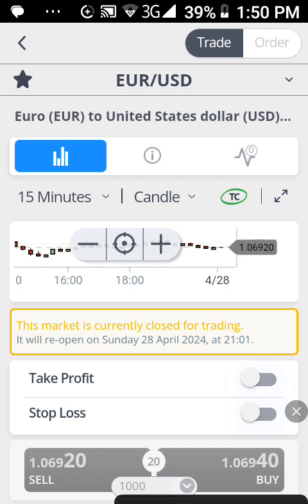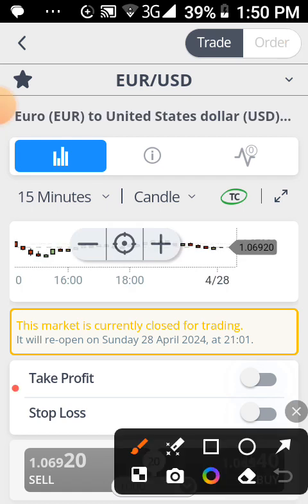The first thing when you're doing trading, you need to understand these two things: the take profit and the stop loss. Now, I don't use stop loss when I'm trading, unless you have a minimum amount of money, then you could use a stop loss. But if you have enough money on your trade, you could just put take profit. So in this trade, I'm not going to use stop loss. I'm just going to use take profit.